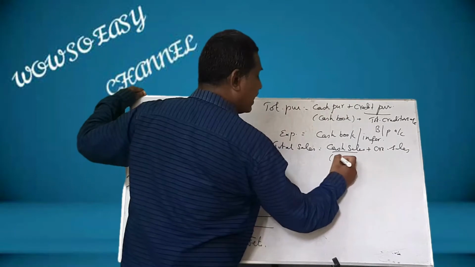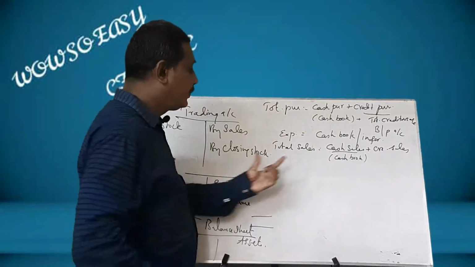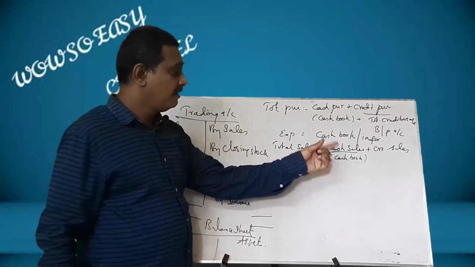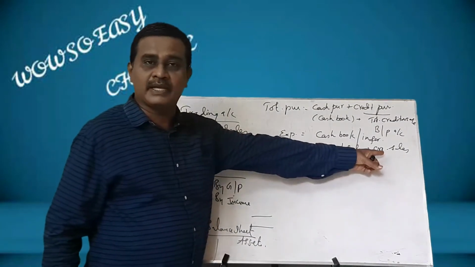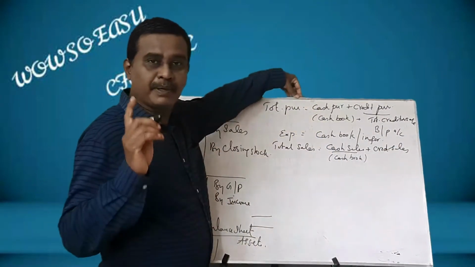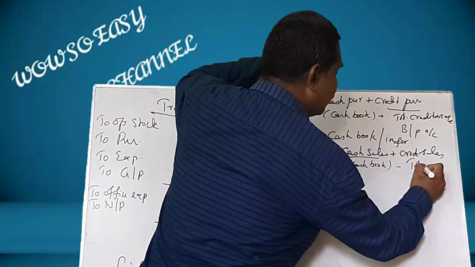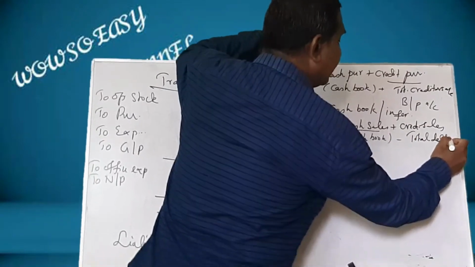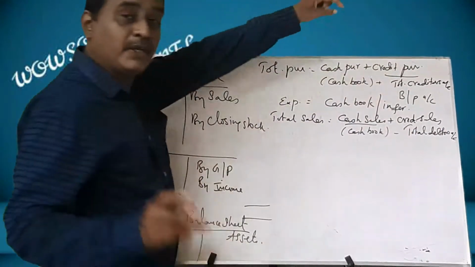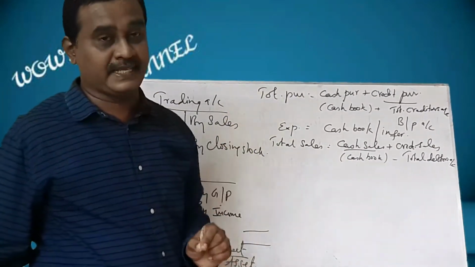Cash sales can be had from the cash book. If you go to the cash book, you can see cash sales, whereas you have to find out credit sales. How can we find out credit sales? You have to prepare one account called the total debtors account. When you prepare the total debtors account, you can get credit sales.